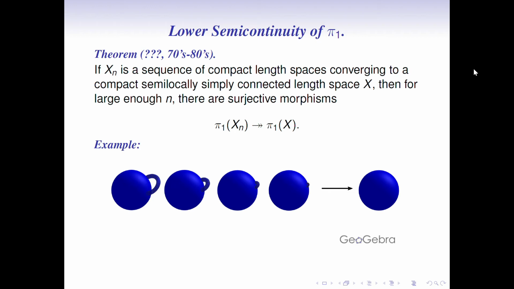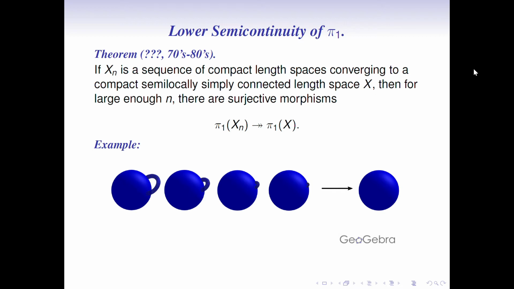An intuitive way to understand this theorem is the following picture, which you have probably seen if you have talked about Gromov-Hausdorff convergence before. We have a sequence of spheres with handles, or tori, converging to a round sphere as the handle becomes smaller and smaller. In this example, the fundamental group of any element of the sequence is Z^2, but the fundamental group of the limit is trivial. This happens because the non-trivial loop collapses and disappears.